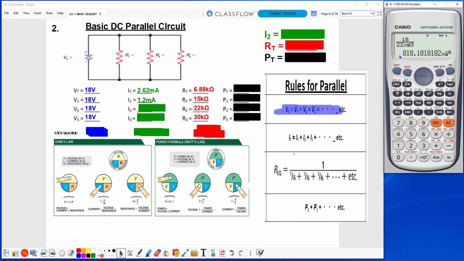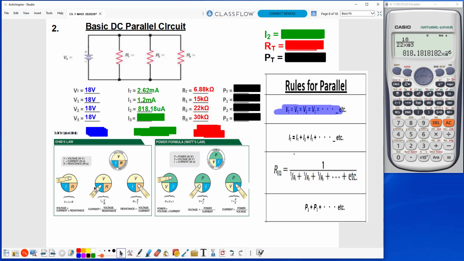And hit engineering, and that gives me 818.18. And look at here, it's microamps, not milli, but micro, 10 to the -6. I can already tell that my next answer is going to be a micro, because I've got 30k ohms in that one with the 18 volts.